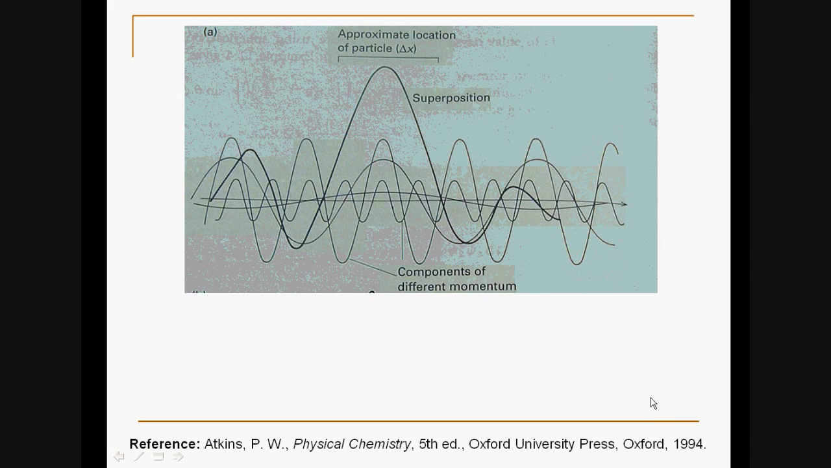Now let's keep this in mind for a moment and look at this picture that I have borrowed from this reference here. Now what we have here is several sine functions. For example, this is one, here's another one, and here is yet another one. So if we superimpose all these sine functions, we get something that looks like this one here, the one in bold black color. And what it shows us is the approximate location of a particle, which we show with delta x. Remember that each of these sine functions can be the wave function of some particle in this one-dimensional world along the x-axis.